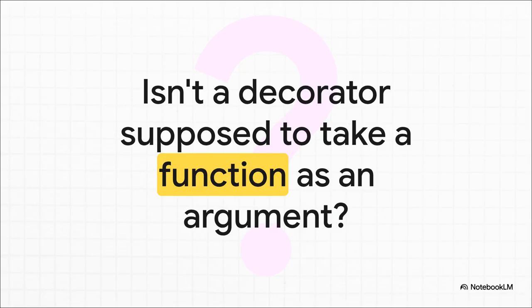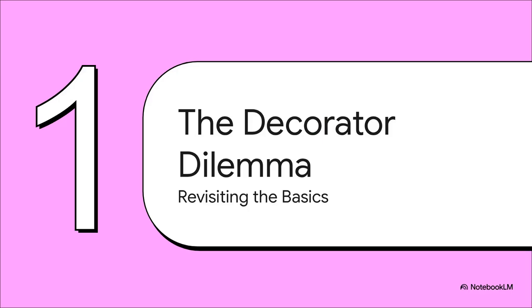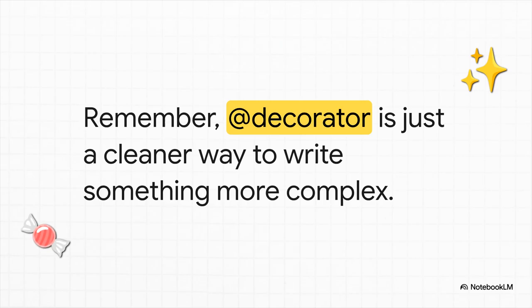And the answer is actually way more elegant than you might think. It's a really beautiful example of just how Python treats its functions. So, to get there, we've got to tackle this decorator dilemma head-on. That means we need to take one quick step back and remember what a decorator really is under the hood. That little @ symbol, we call that syntactic sugar.